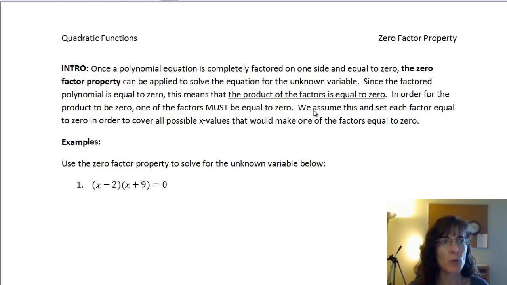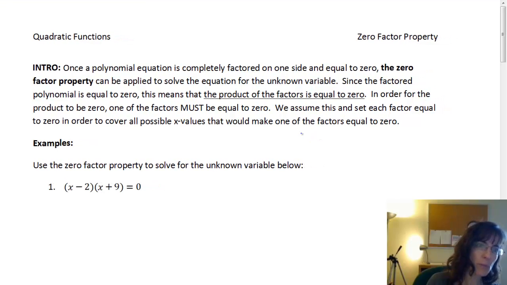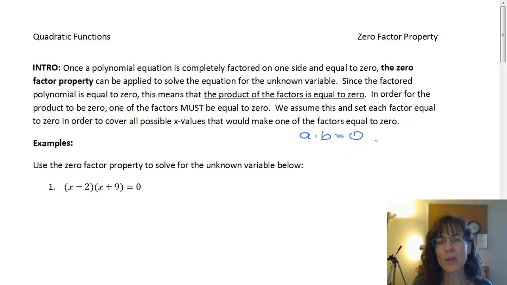Since the factored polynomial is set equal to 0 and you've got things being multiplied, for example, some A times some B, set equal to 0, the only way you can get things to multiply to 0 is if one of the factors is 0 or the other factor is 0. And that's the basis of the zero factor property, because if we have a product of factors set to 0, one of the factors has to be 0.